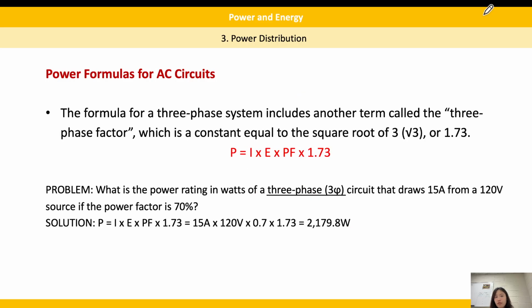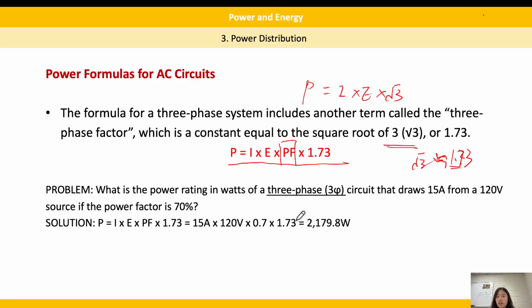And then what happens for three-phase? Three-phase is a little bit different, we have to consider this one. Do you remember for regular three-phase AC, P = I × E × square root of 3. Square root of 3 is about 1.73. So we can directly use this number.